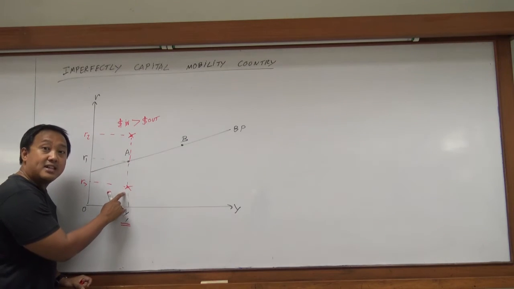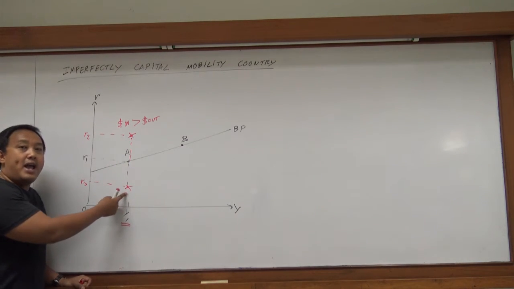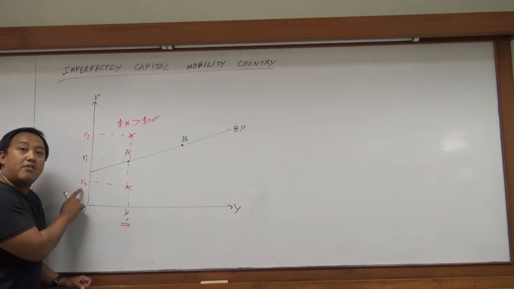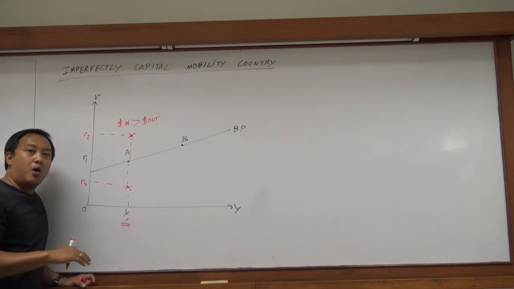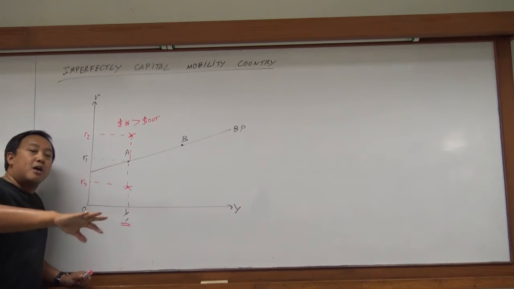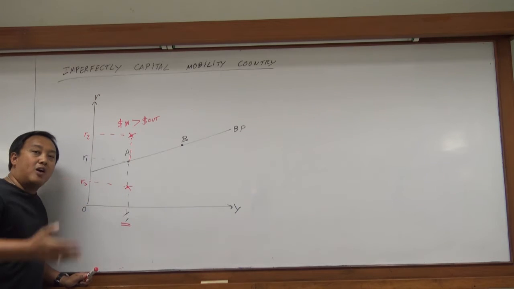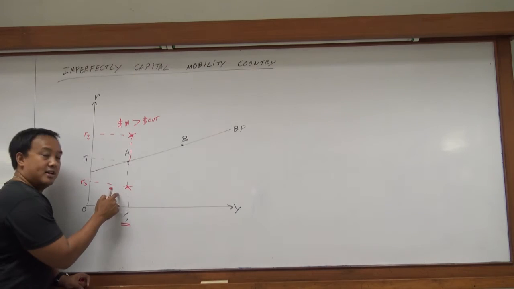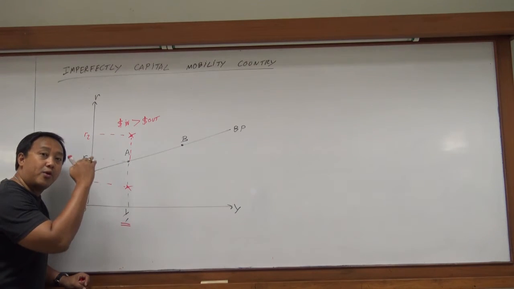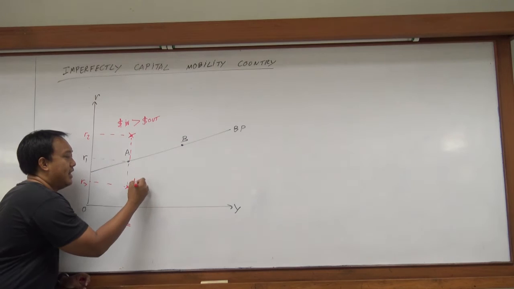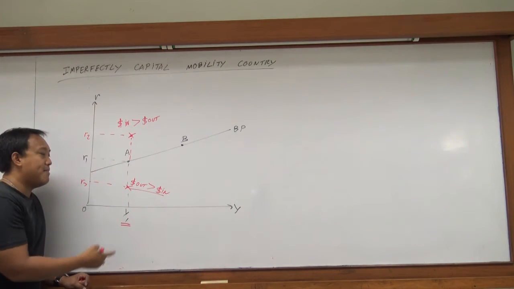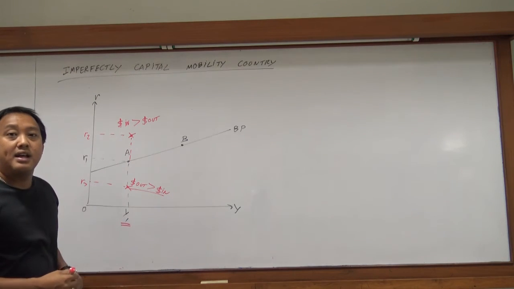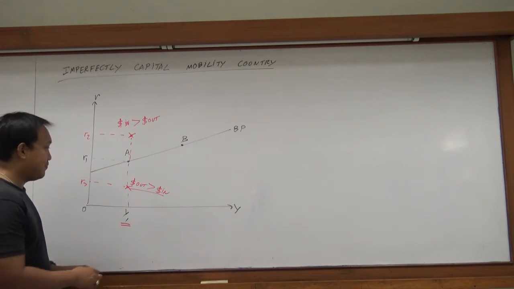On the other hand, point X here, below the BP curve, means that the level of the real interest rate R3 is too low. When the real interest rate is too low, the money is going to move out, because if the money moves out, they get more return from the other country than the return in our country. So when the real interest rate is too low, more money moves out than moves in. Then the balance of payments becomes a deficit.